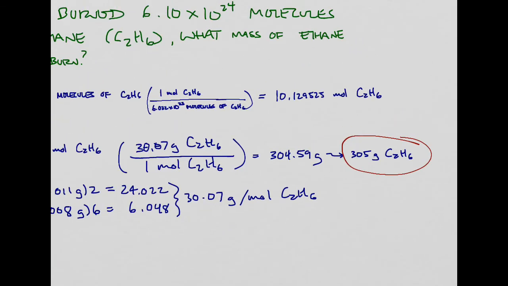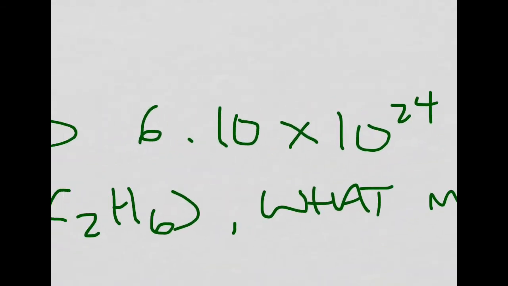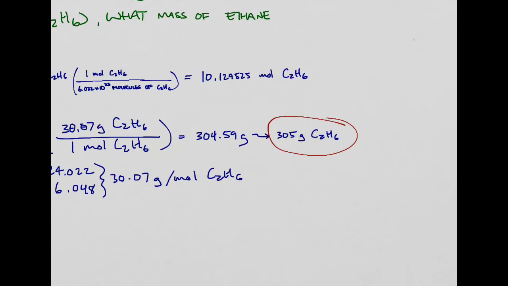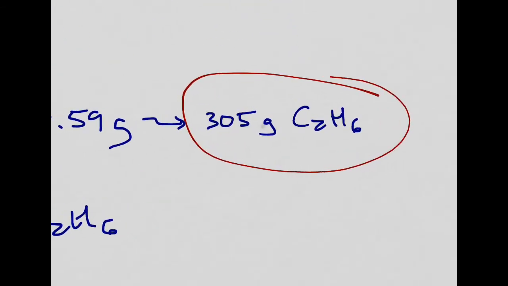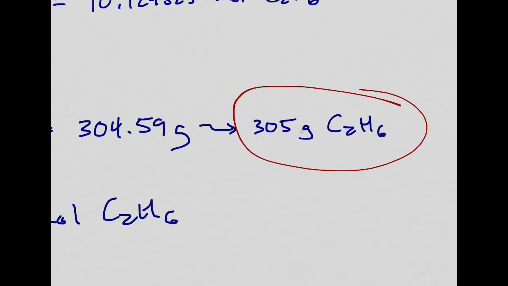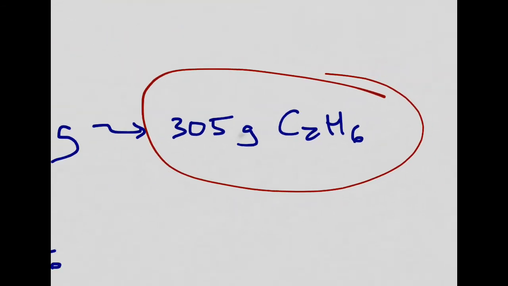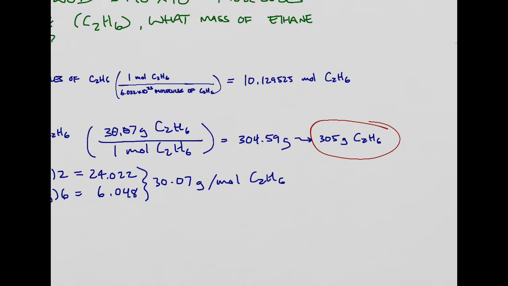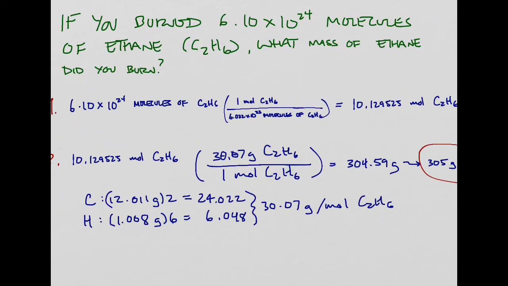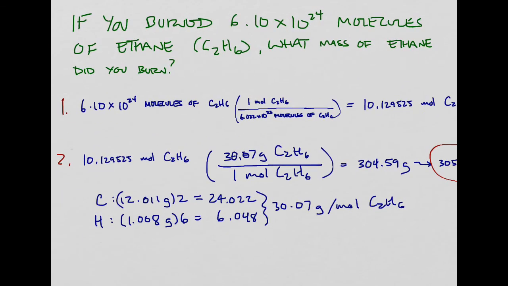But of course, since I only have 3 sig figs in this question, 6.10 means 3 sig figs, I can only have 3 sig figs here. So when I round the last digit up to a 5, I have 305 grams of C2H6 as my answer. So there you go. I hope you were able to get that answer. If not, go back and carefully reconstruct what I've done here so you can be sure to know how to do this in the future.